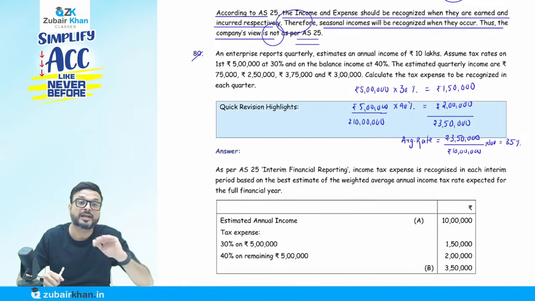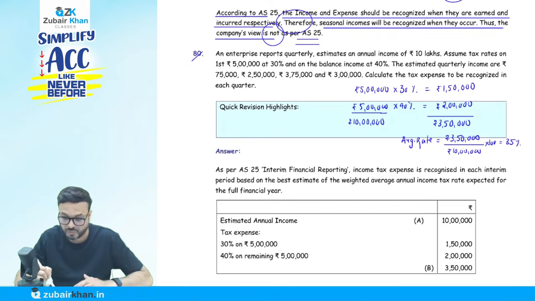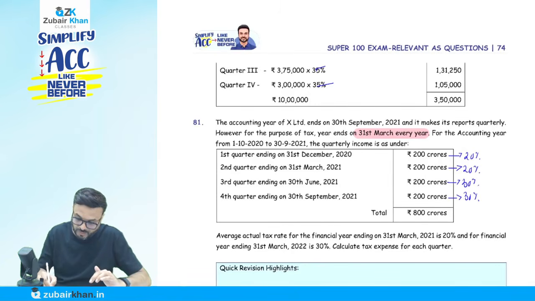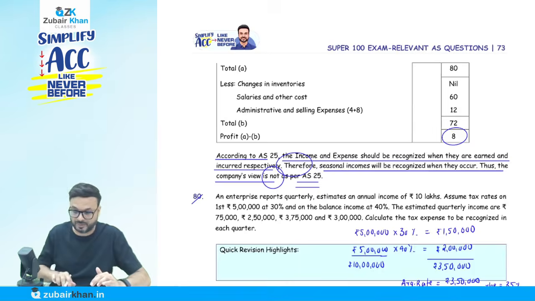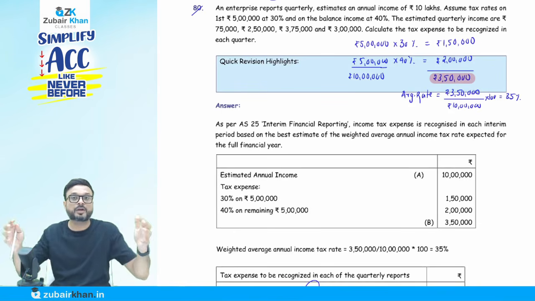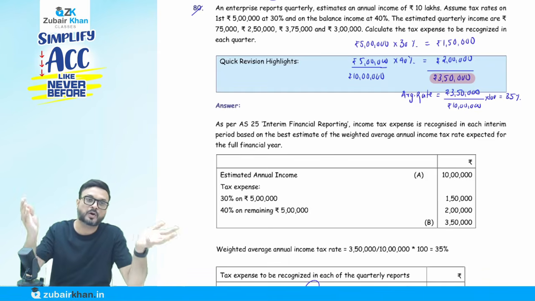We just have to apply the 35% that year. They have given the quarter-wise income: 75, 2,50,000, 3,75,000 and 3 lakh. We just have to multiply with the average rate of tax, 35%. The total is still 3,50,000, but we have allocated it over all these 4 quarters. Very simple. First step: calculate the total amount of tax. Second, the average rate of tax. Then apply that average rate of tax to the quarterly profit.